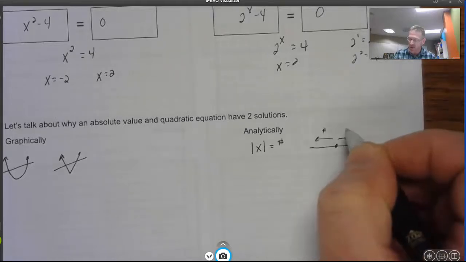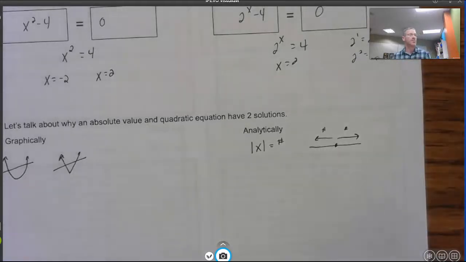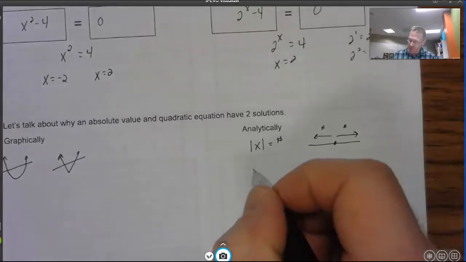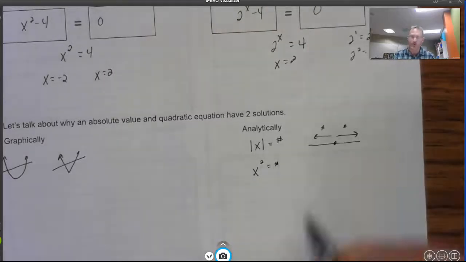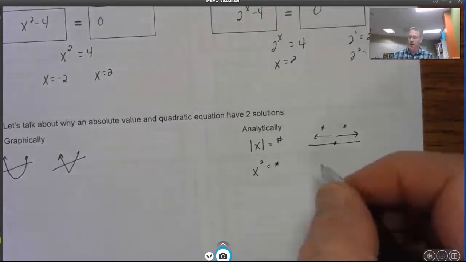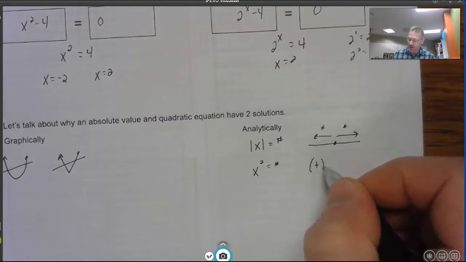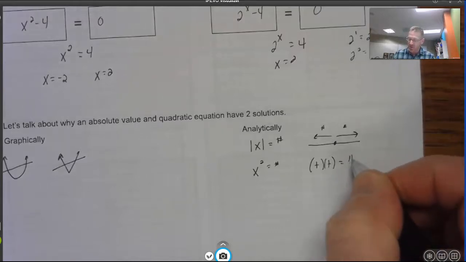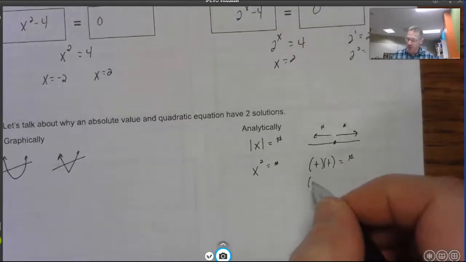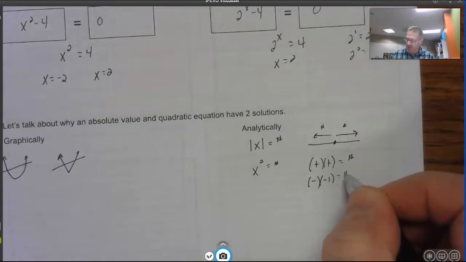So whatever that number is, we can go in two directions. That's why we have two solutions. So when we say x squared is equal to a number, how do we get two solutions? That's because we can do a positive times a positive to get a number, but we could also do a negative times a negative to get that number.